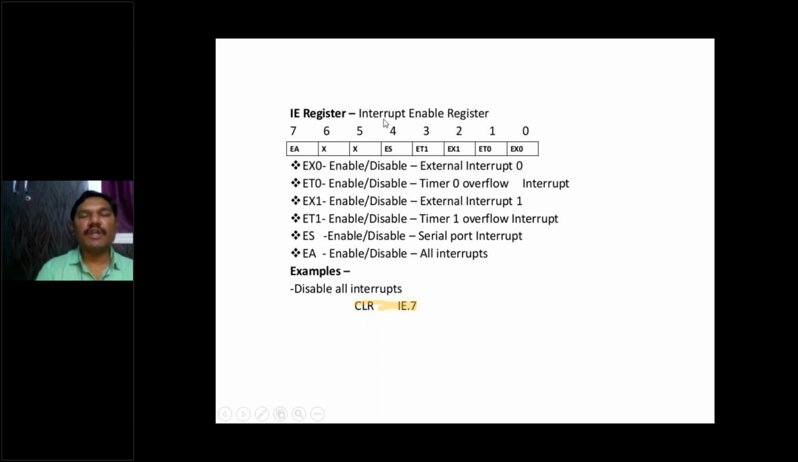This register can enable all the interrupts. Bit 7 means if I don't want to use any interrupt from this interrupt enable register, then this bit must be 0. If I want to use any interrupt from this register, then this bit must be 1. ES stands for serial communication enable. ET1 stands for timer 1 enabled. EX1 stands for external interrupt 1 enabled. ET0 stands for timer 0 enabled. EX0 stands for INT0 enabled.